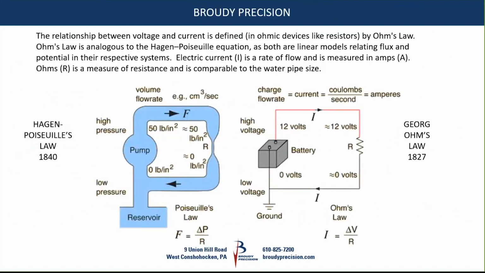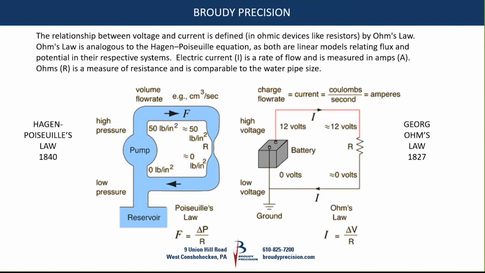I put this slide together and it shows the relationship between voltage and current. And it's something that George Ohm wrote about in 1827. Everybody's heard of Ohm's law. That came later, but his papers were originally published in 1827. So there were these other physicists, Hagen and Poiseuille, French guys, that related the same equation that George Ohm came up with to fluid dynamics.